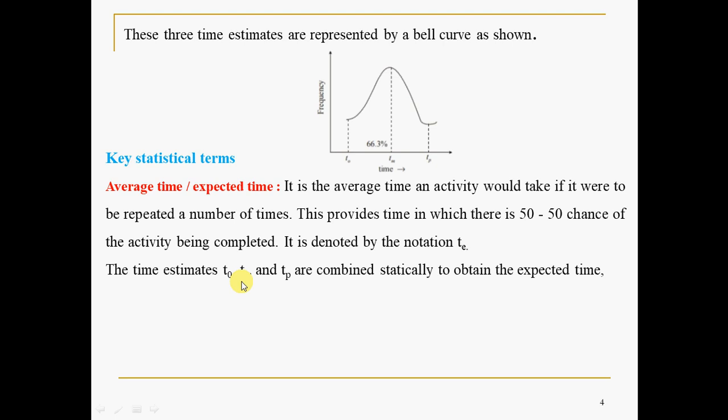If the time estimates TO, TM and TP represent optimistic, most likely and pessimistic, then TE is given by TO plus 4 times TM plus TP, divided by 6. This is taken from the bell curve itself, like approximately TM is 4 times, 17 into 4 roughly. So TO, optimistic time, plus 4 times the most likely time plus TP, divided by 6, will give you the TE. In other words, you are converting these 3 time estimates of an activity into a single time estimate. In a PERT problem, you will be given 3 time estimates. You will not be given a single time estimate like in CPM.